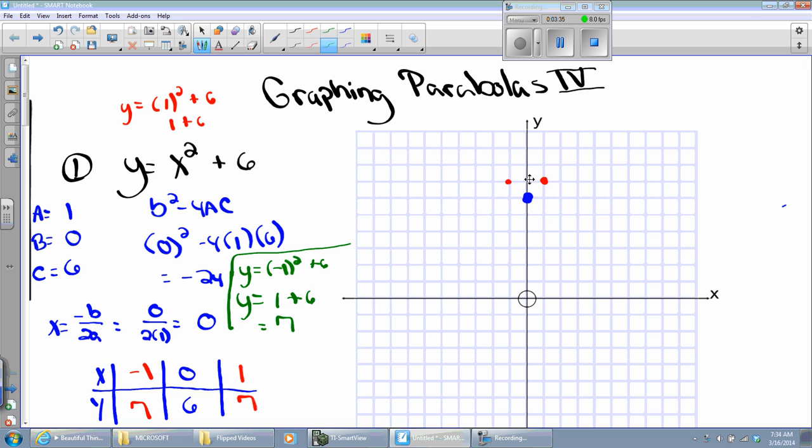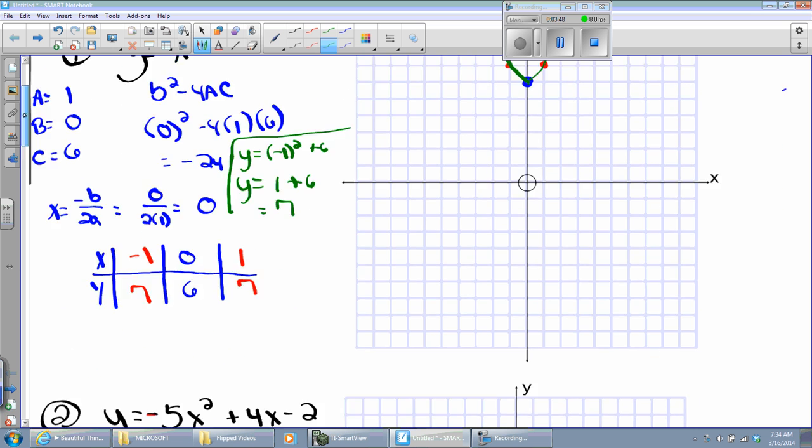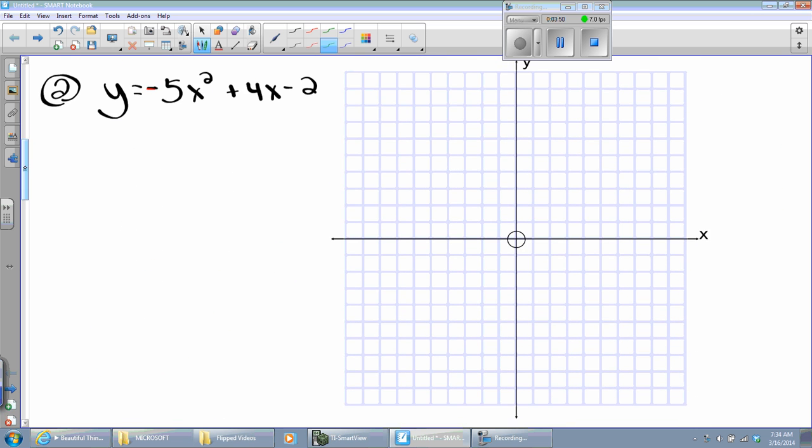All right, now to draw my parabola, I just do a little U going through here. And I'm not so bad at drawing them when their points are this close together. All right, so let's go on to problem number 2. Again, I'm going to find A, B, C.